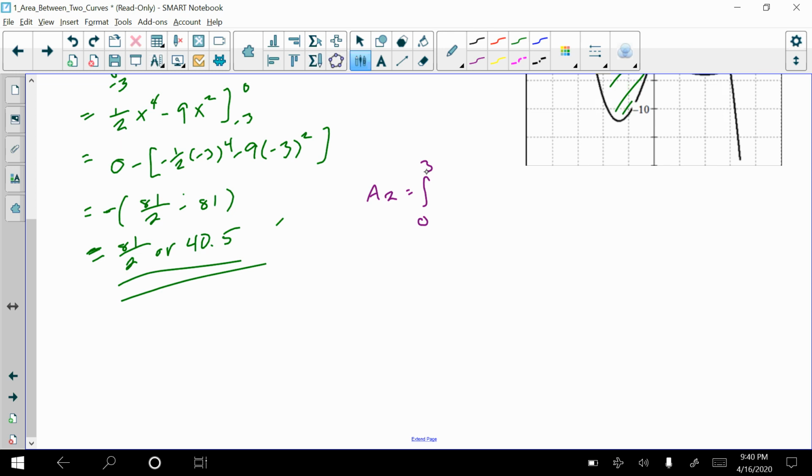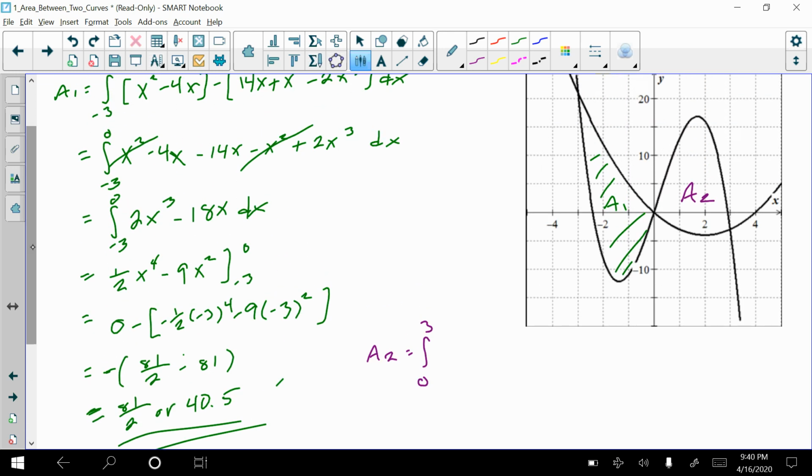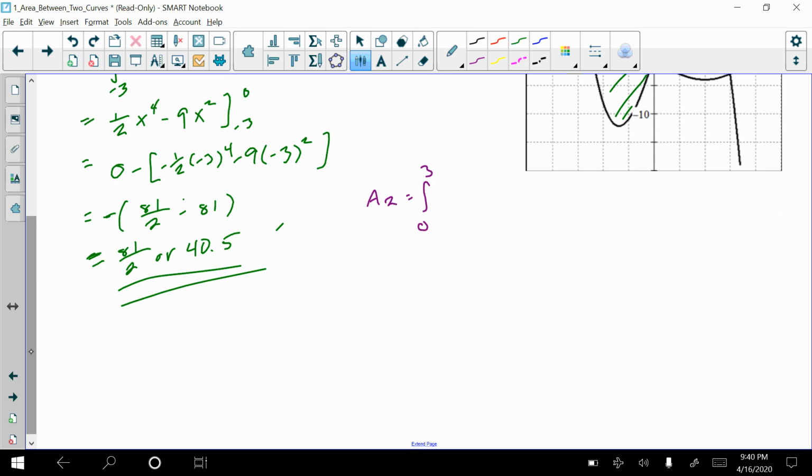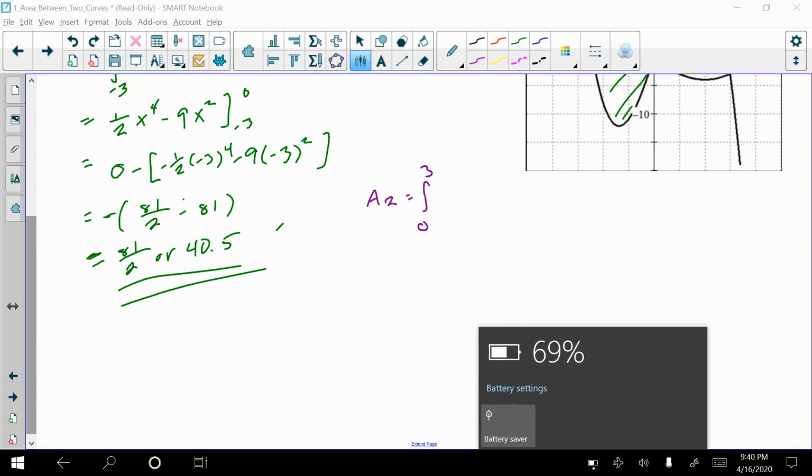Now in this case, when we look at the functions for area 2, the cubic is above the quadratic, so I'm going to do what I did to find the first area that I did in green, but now I'm going to do it in the opposite order, and I'm going to take the cubic function.